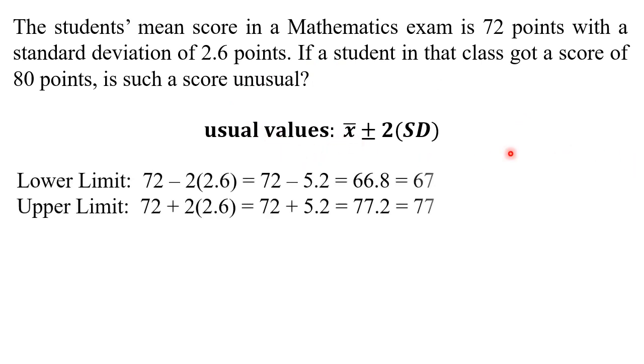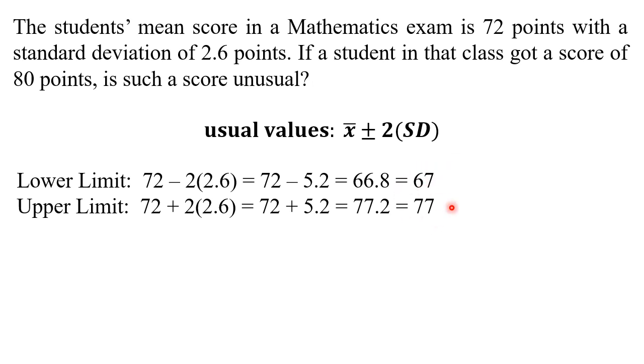So we are going to plug in the lower and the upper limit. 72 is the mean score with 2.6 as the standard deviation. I separated, class, the plus and the minus here. The lower limit is the minus, the upper limit is the plus. So 72 minus 2 times 2.6 is 72 minus 5.2, which is 66.8, or 67 when rounded to a whole number. For the upper limit, 72 plus 2 times 2.6 is equal to 72 plus 5.2, or 77.2, or 77 when rounded to a whole number.